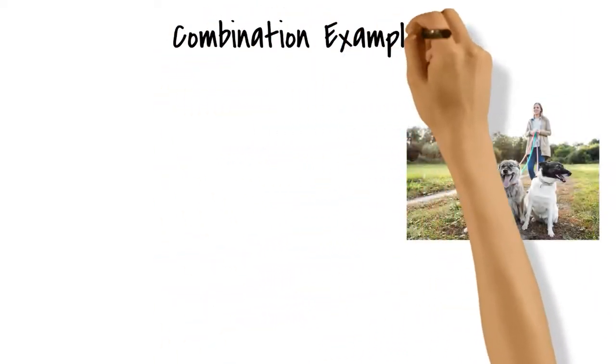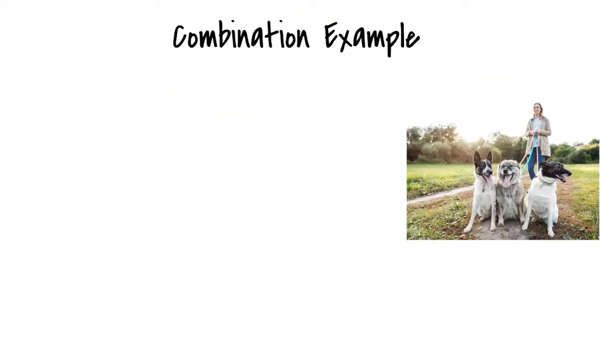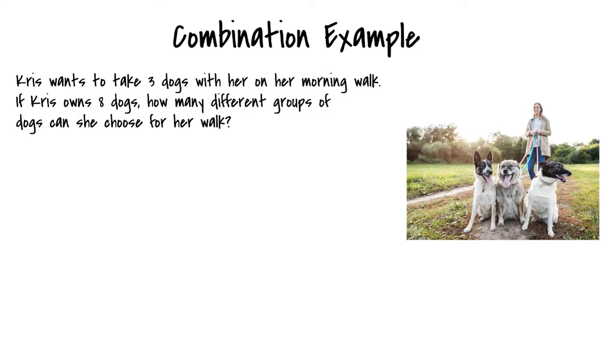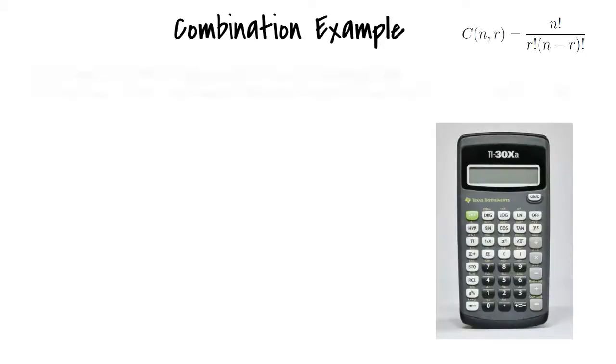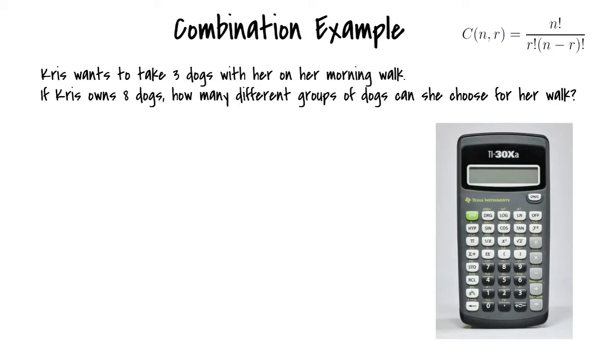Now let's look at a combination example. Chris wants to take 3 dogs with her on her morning walk. If Chris owns 8 dogs, how many different groups of dogs can she choose for her walk? This is a combination question because order doesn't matter. When Chris chooses the 3 dogs, the order in which she arranges them doesn't matter. This example is a combination of 8 choosing 3.